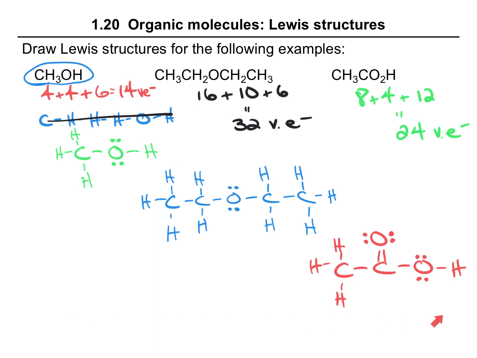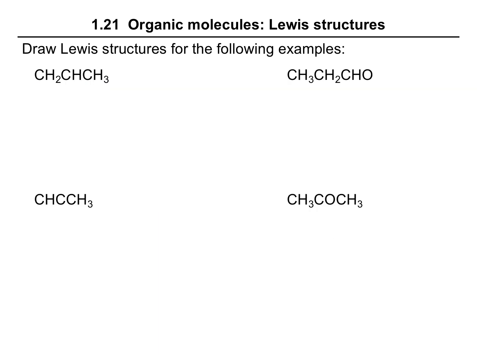So with these examples, we have seen a few of the types of structures of organic compounds. We have an alcohol, we have an ether, and we have a carboxylic acid. We're going to learn more about these later this semester and throughout the entire year of organic chemistry. Next, let's look at a few more examples.